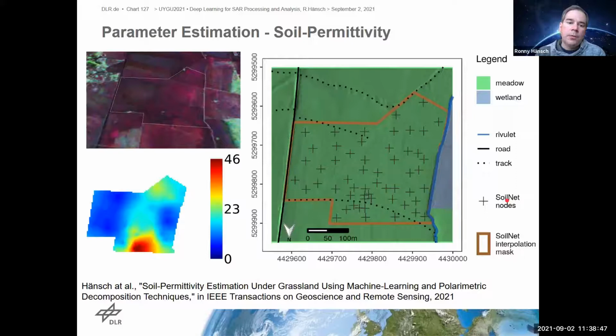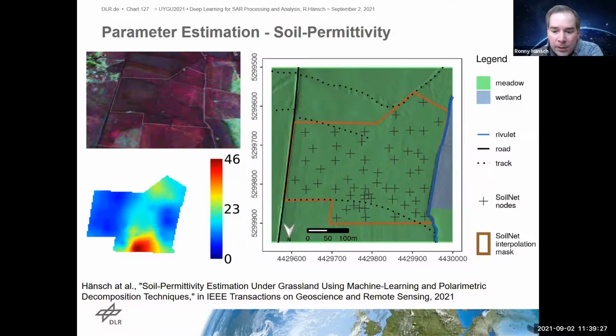This is another example of extracting physical parameters from PolSAR data. Here it's about extracting soil moisture or, to be more correct, soil permittivity. So we have a small part of a SAR image over here. It's a PolSAR image acquired by the F-SAR sensor. And in this area that is marked here, we actually had in situ measurements of soil permittivity. So there were buried sensors that were measuring soil moisture at different levels. In this way, you could produce a map of soil moisture in this area. So blue means dry and red means very moist.